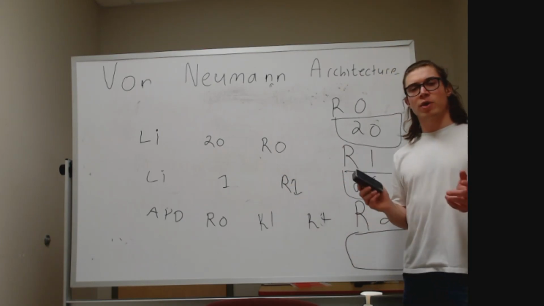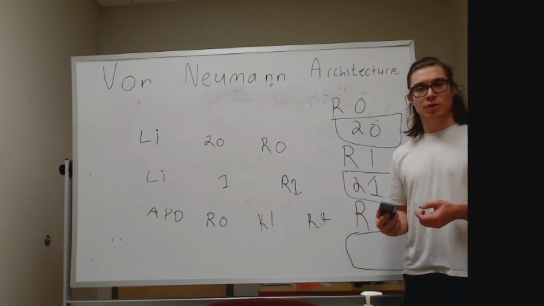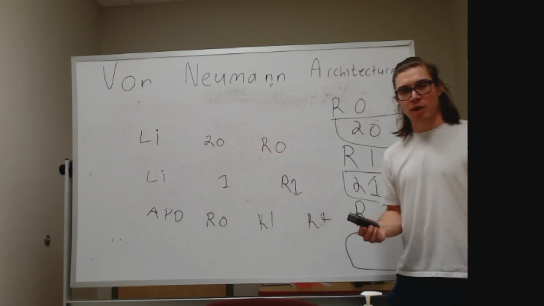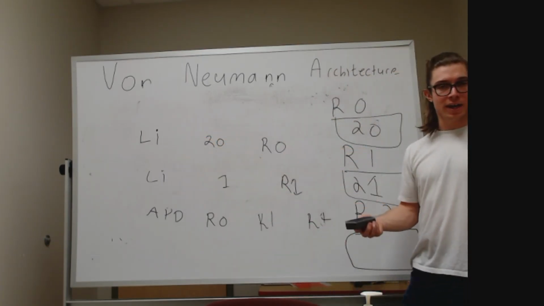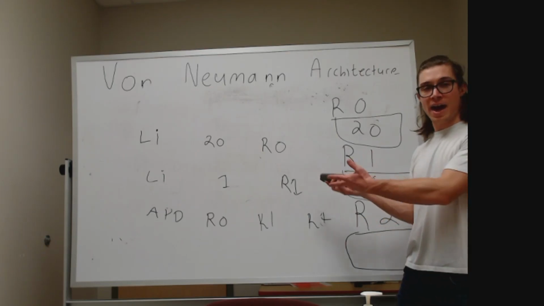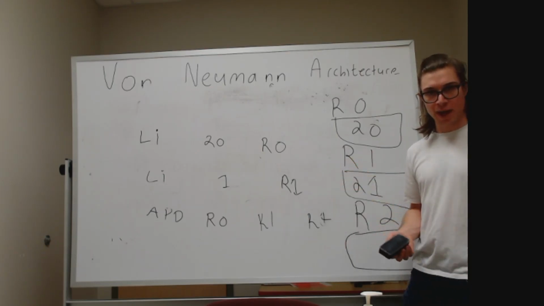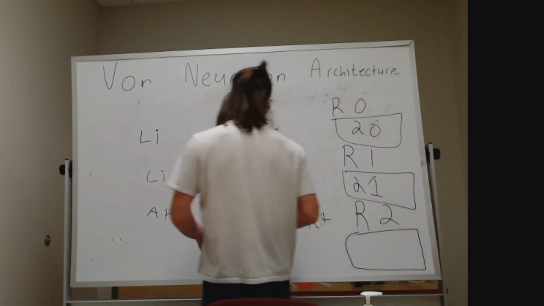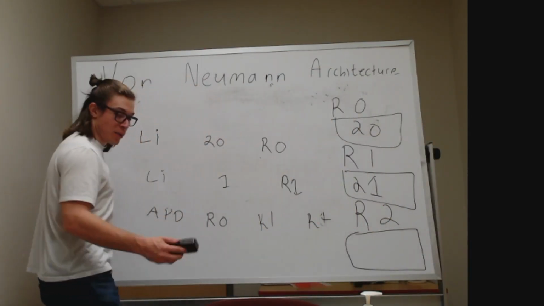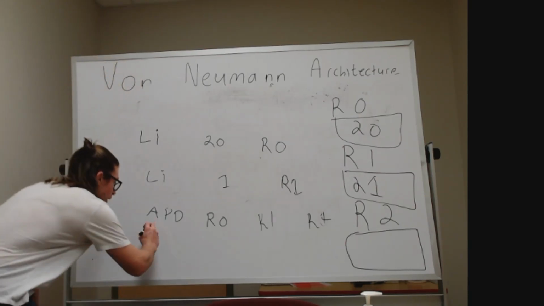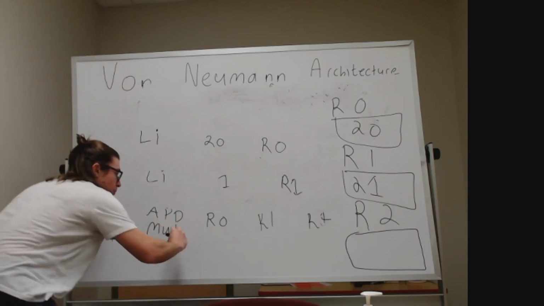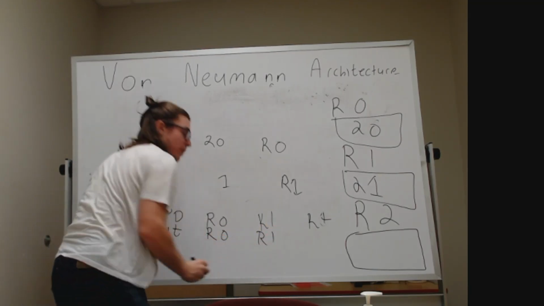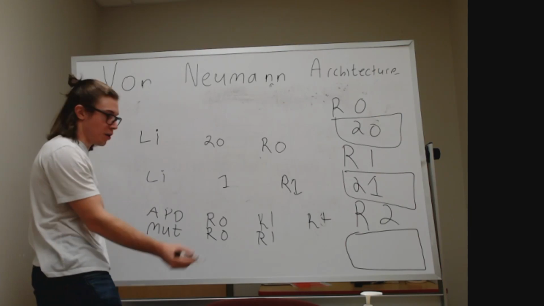So now our programs get a little bit easier to write. We no longer have to memorize the opcodes. We instead just have to memorize the names for the opcodes. Li for load immediate, add for add, sub for subtract, mult for multiply. All right? So we could actually finish off this program by writing it in assembly, by saying, okay, mult R0 and R1, and store the result in R2.